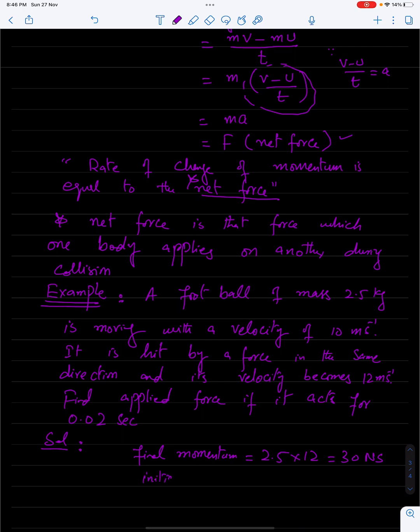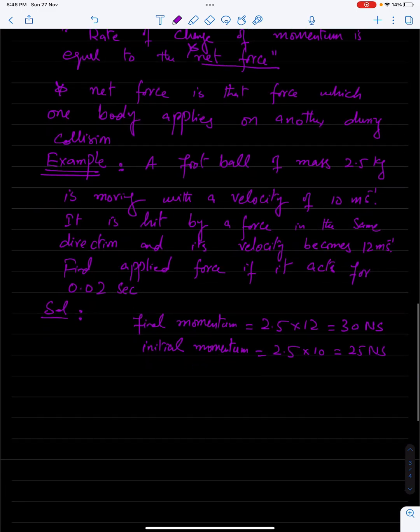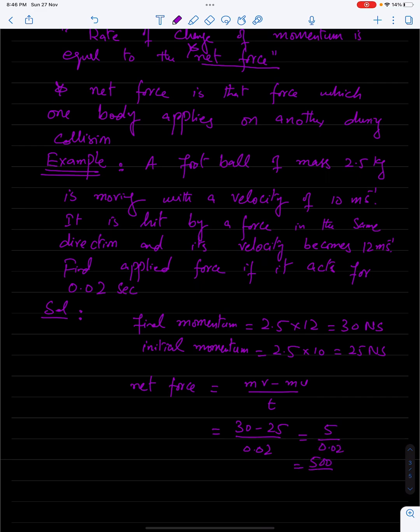Initial momentum will be 2.5 times 10, that will be 25 Newton second. So by following the relationship that net force is equal to change in momentum divided by time, or mv minus mu over time, by using the values we have 30 minus 25 over 0.02, which is 5 over 0.02, or 500 divided by 2. If we remove the decimal point, there will be 100 in the numerator, and this comes to 50 Newton. So that's the applied force in this case.